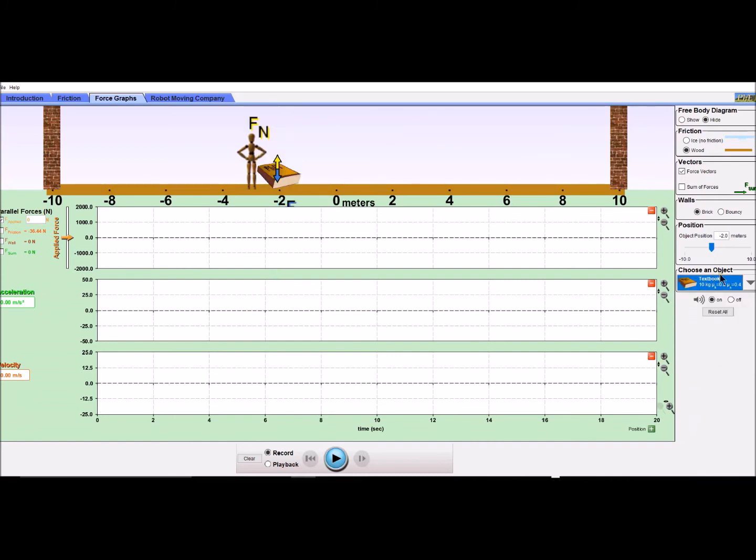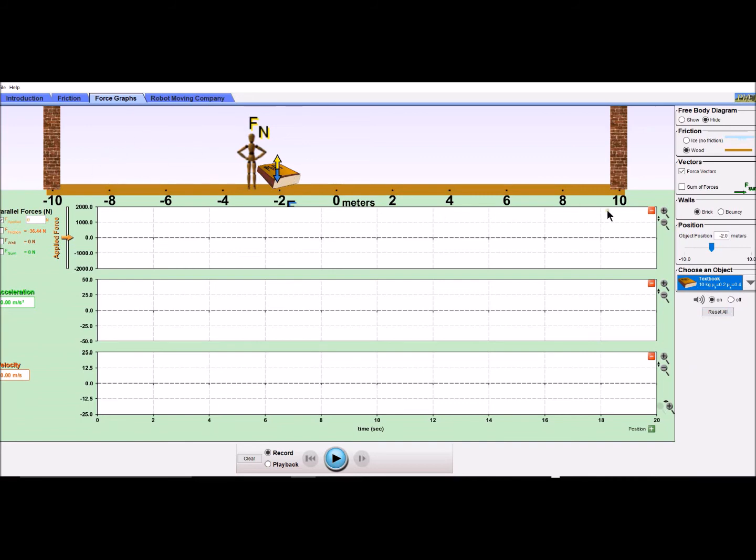We'll push our textbook around, and next to the object it has the mass. So this guy is 10 kilograms. It has a kinetic friction coefficient of 0.2 and a static coefficient of 0.4. And the game we're going to play here is a kinetic energy and work balance game.